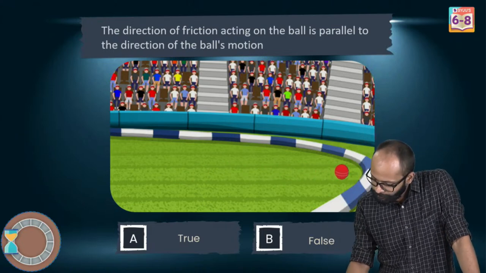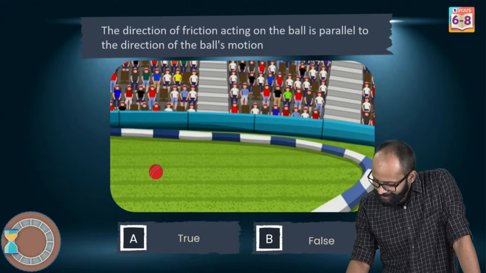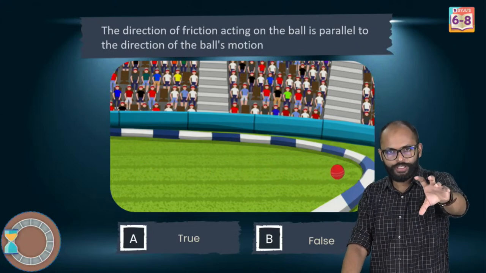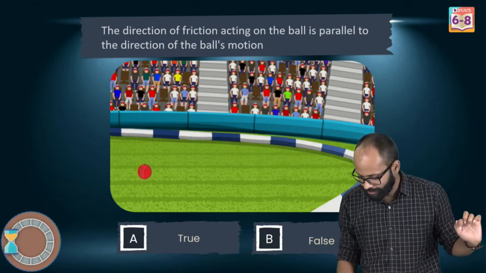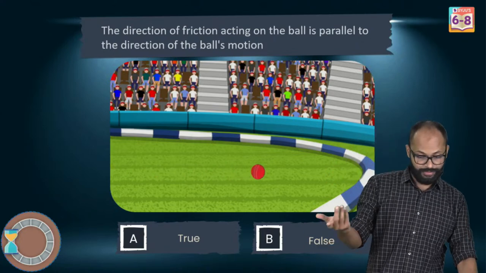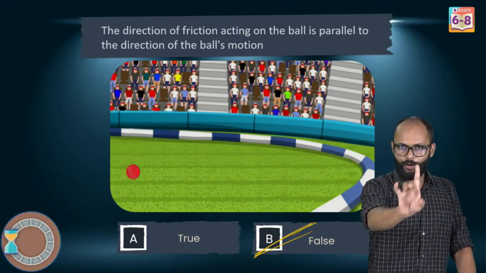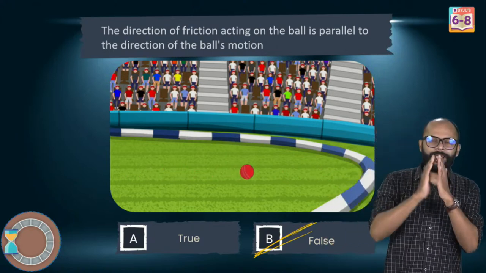What do we have here? What is the poll question? In the YouTube chat, a poll will come. You can click on that. Option B is 75%. No doubt about it. False. False, right? What happens?